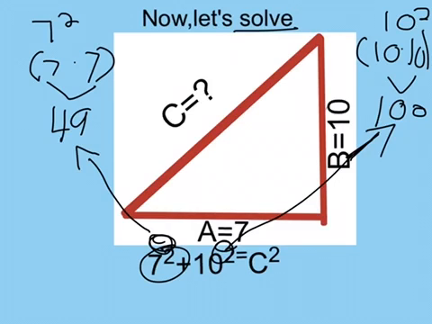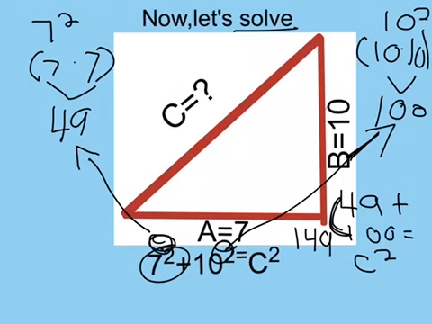Now, our problem should look like this. 49 plus 100 equals c squared. 49 plus 100 equals 149. So, now our problem is going to look like this. 149 is equal to c squared. But remember, 149 is only c squared. We are going to find what the square root of 149 is, the whole number of.